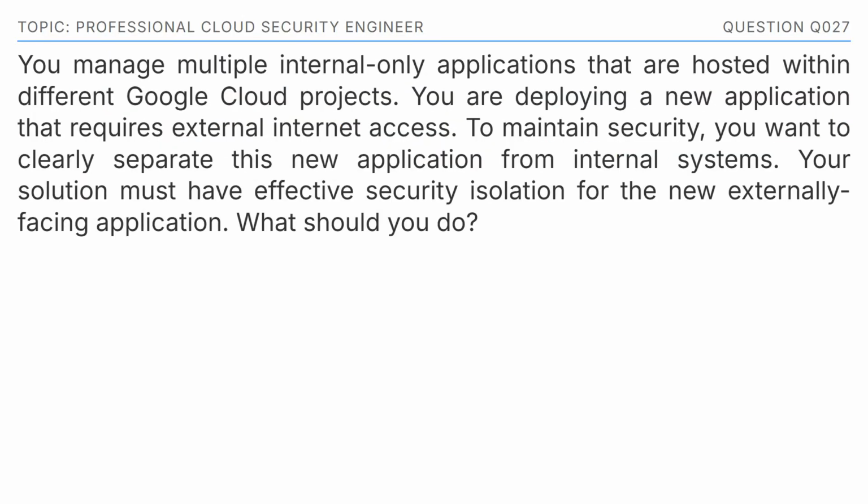You manage multiple internal-only applications that are hosted within different Google Cloud projects. You are deploying a new application that requires external internet access. To maintain security, you want to clearly separate this new application from internal systems. Your solution must have effective security isolation for the new externally facing application. What should you do?